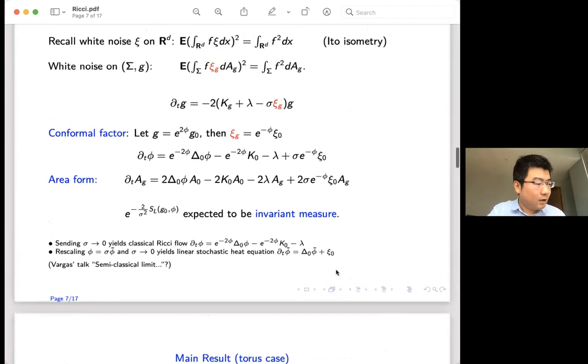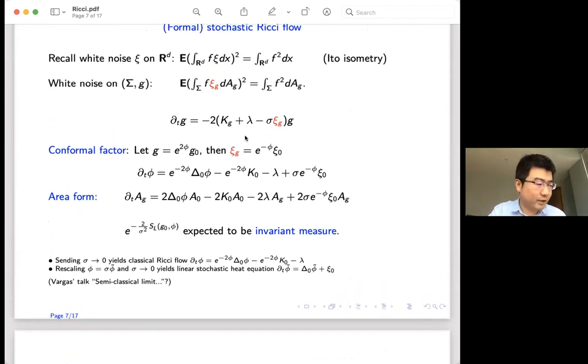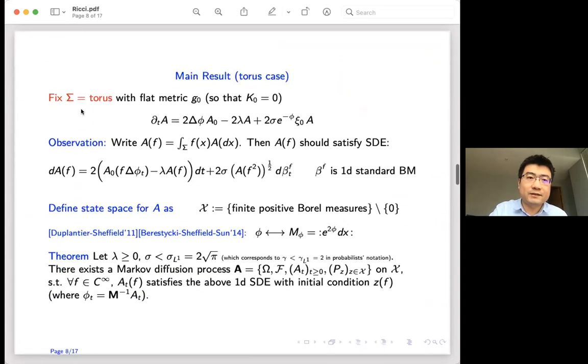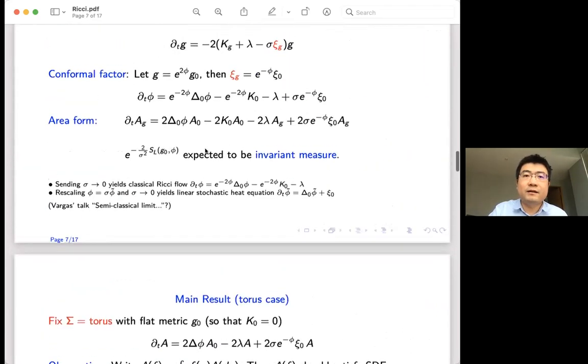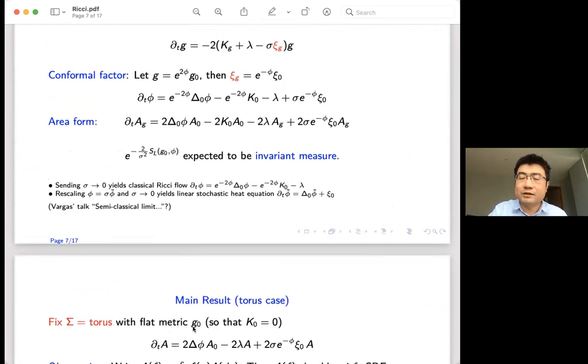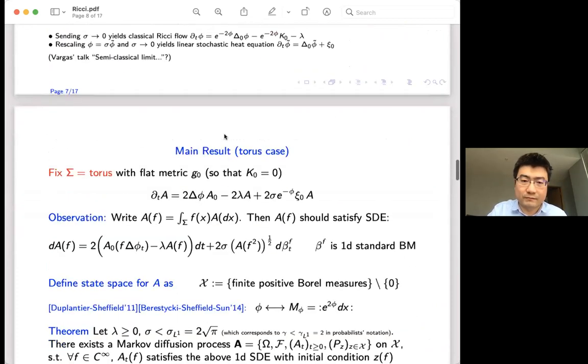Now, how are we going to make sense of these formal equations? We're going to give a meaning to the equation in area form. If you think of the Liouville quantum gravity as a theory of random area forms, then we're going to define a Markov process in the space of area forms. I'll just take the simplest case, the torus case. If you take the torus with flat metric, then the curvature of the reference metric is zero, so you can ignore this term and make the equation a little bit simpler.